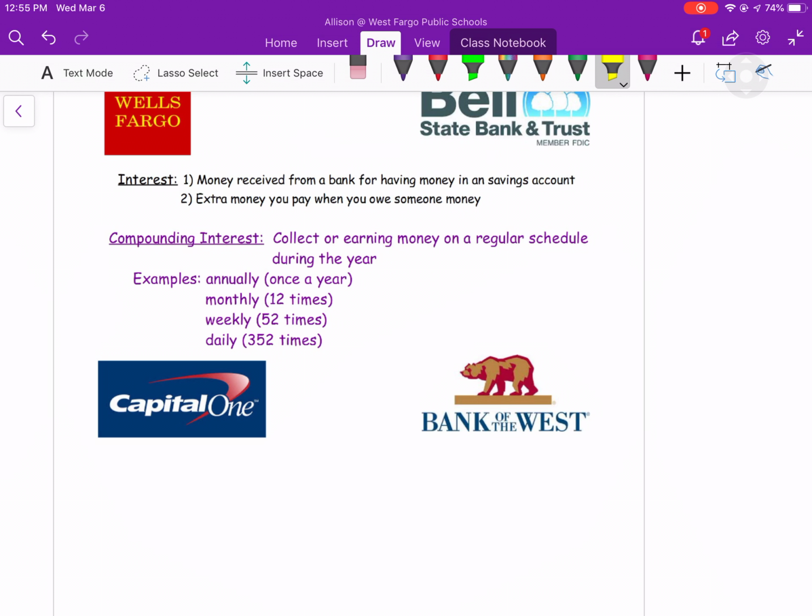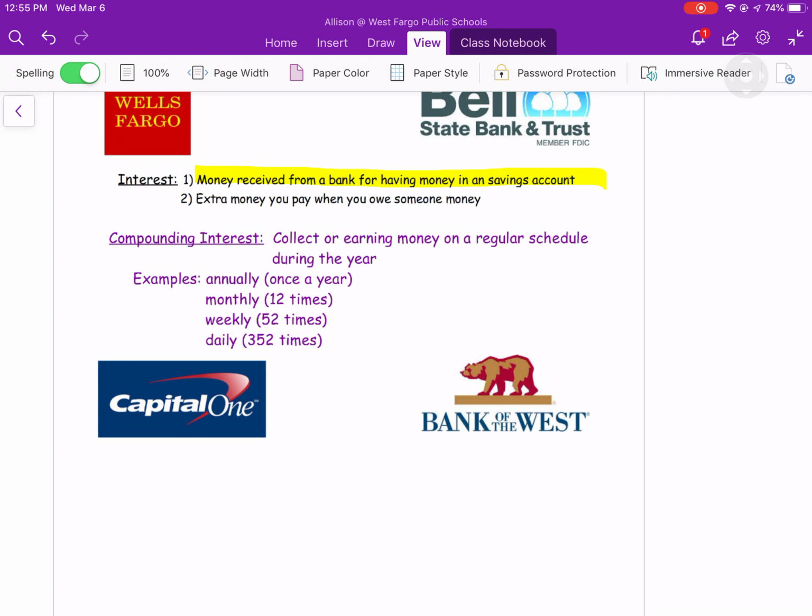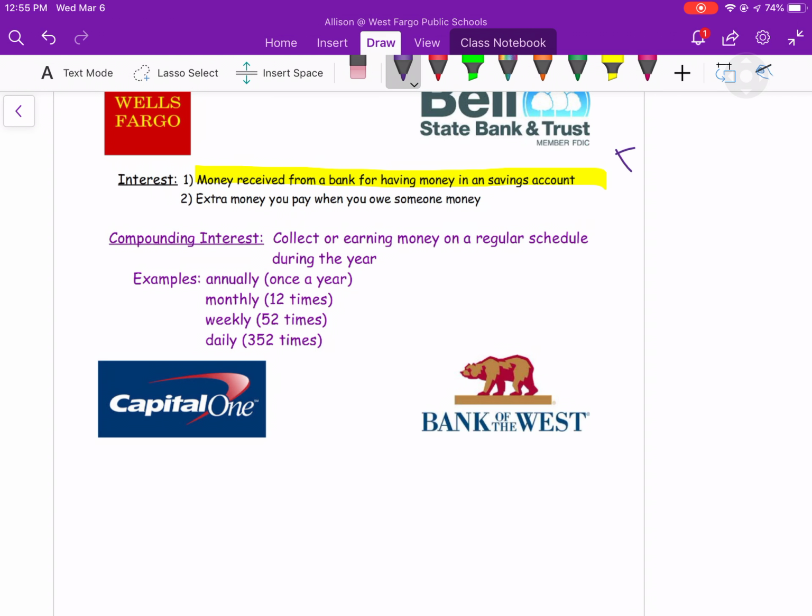When you store money in a savings account or a retirement account, the bank pays you money for keeping that money in the savings account. You're earning a certain percentage. That's called interest. That's a positive interest, so you're earning money here. There's also a negative amount of money that you pay when you owe someone money, like if you owe the bank money for a loan or a credit card. You're borrowing money from them, then you pay interest on it until you pay it back. That's the second type of interest.